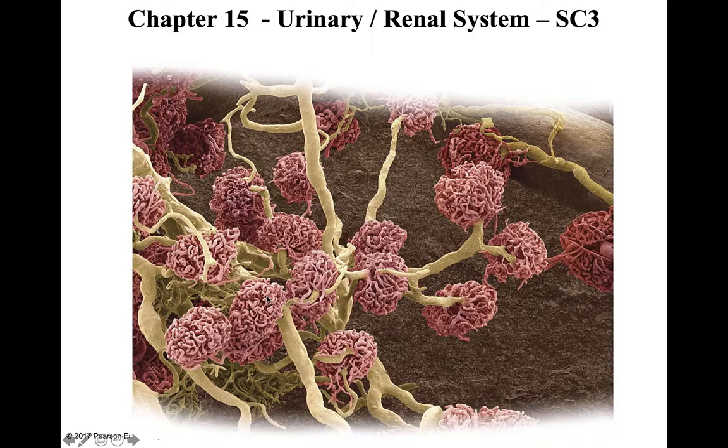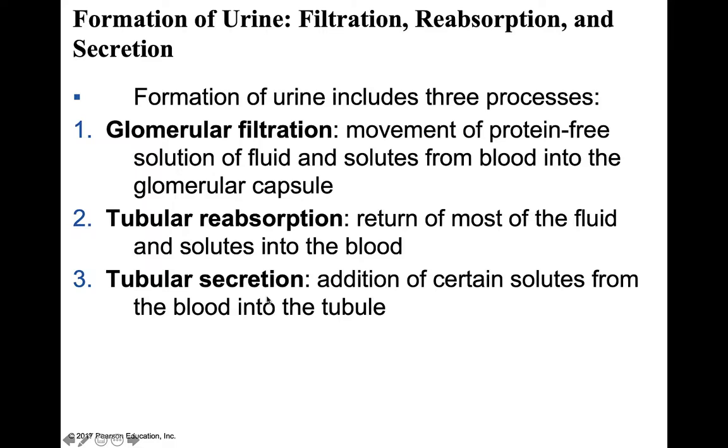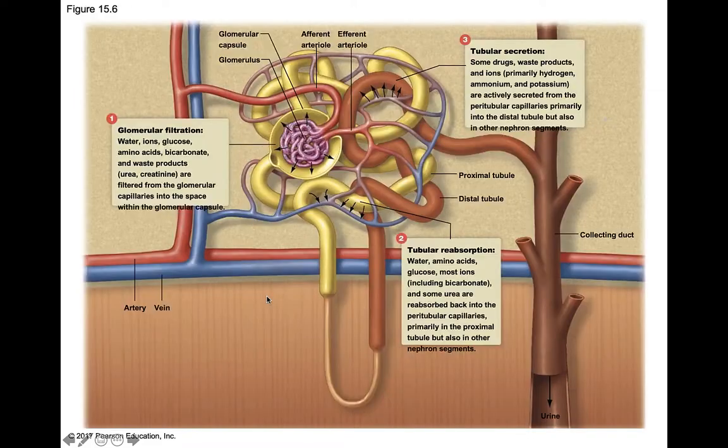Chapter 15, Urinary Renal System, Screencast 3. Now, this screencast is going to focus on the actual formation of urine, and there are three processes involved in the formation of urine. The first is glomerular filtration, the second is tubular reabsorption, and the third is tubular secretion. So let's take a look.